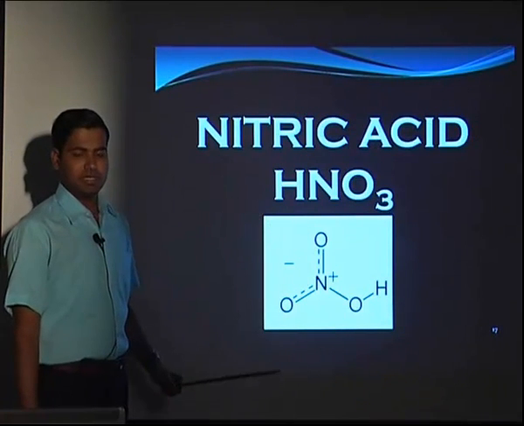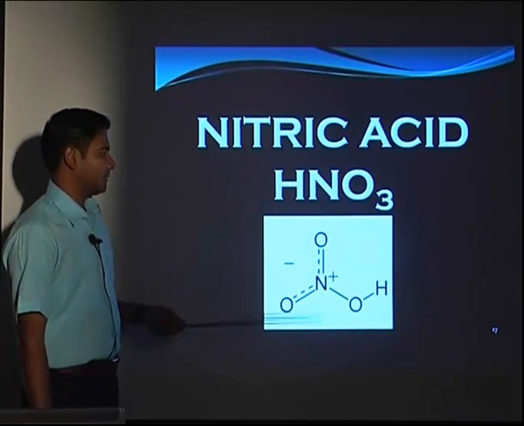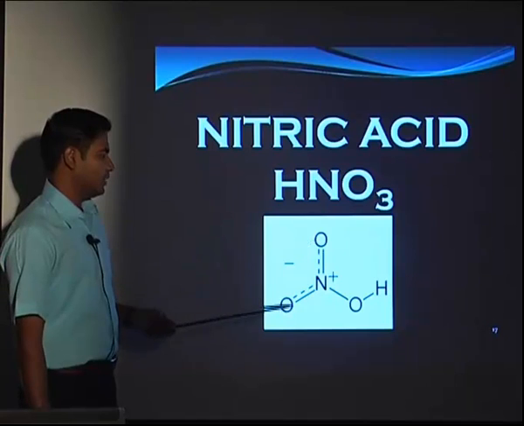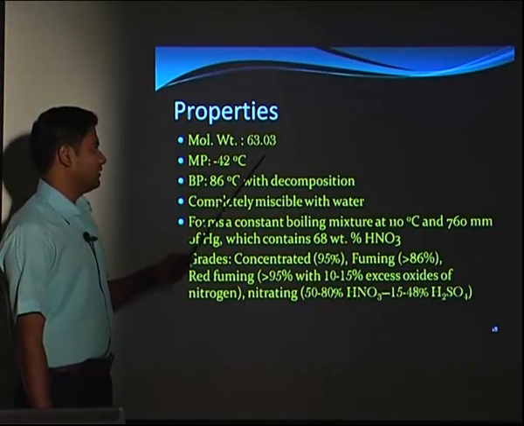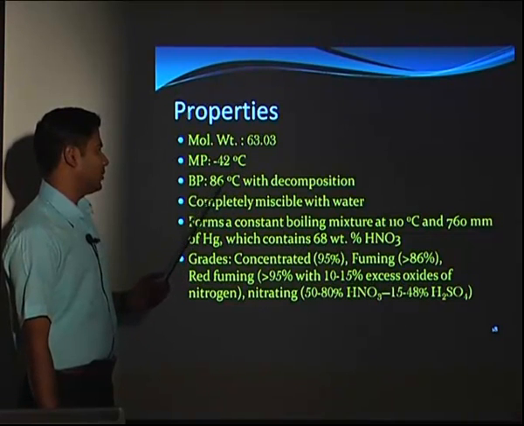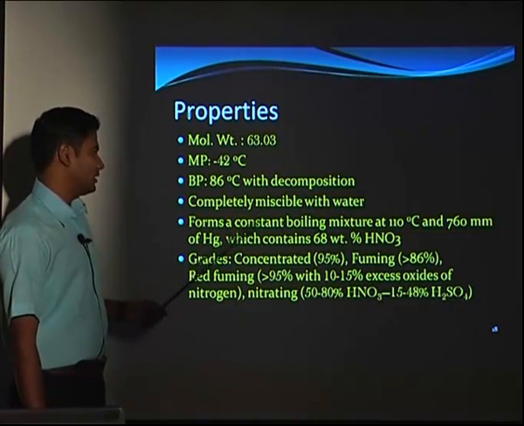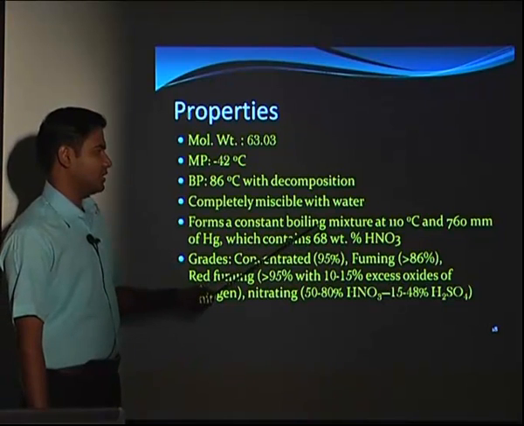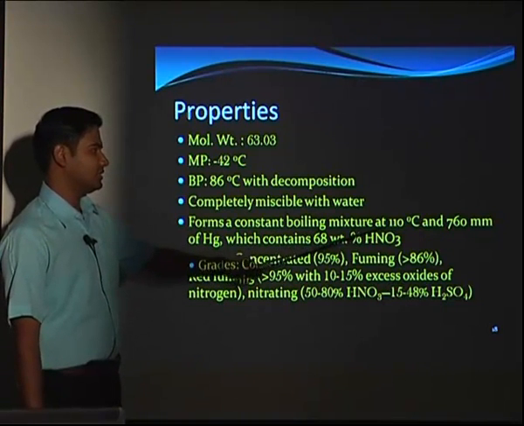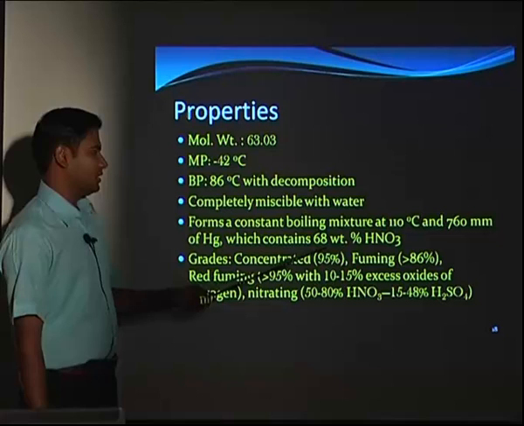After ammonia, the major chemical of the nitrogen industry is nitric acid, that is HNO3. We can see the transition taking place between the two O atoms in HNO3. Molecular weight is 63.03, melting point is minus 42 degrees Celsius, boiling point is 86 degrees Celsius with decomposition. It is completely miscible with water and forms a constant boiling mixture at 110 degrees Celsius and 760 mm of Hg, which contains 68% of HNO3.